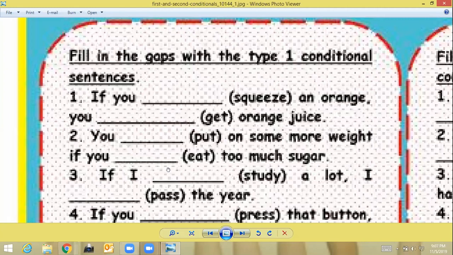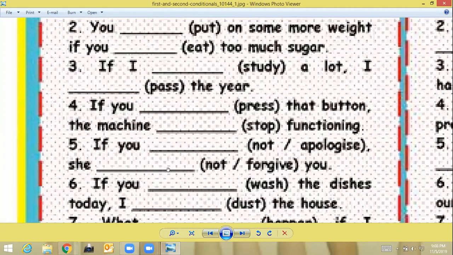What about number three? If I study a lot, I will pass the year. Very good. If I study a lot, I will pass the year. What about number four? Somebody. If you press the button, the machine will stop. Good. Very good. If you press that button, the machine will stop functioning. Very good. What about number five? If you don't apologize, she will not forgive you. Very good. It's double negative. If you don't apologize, she will not forgive you.